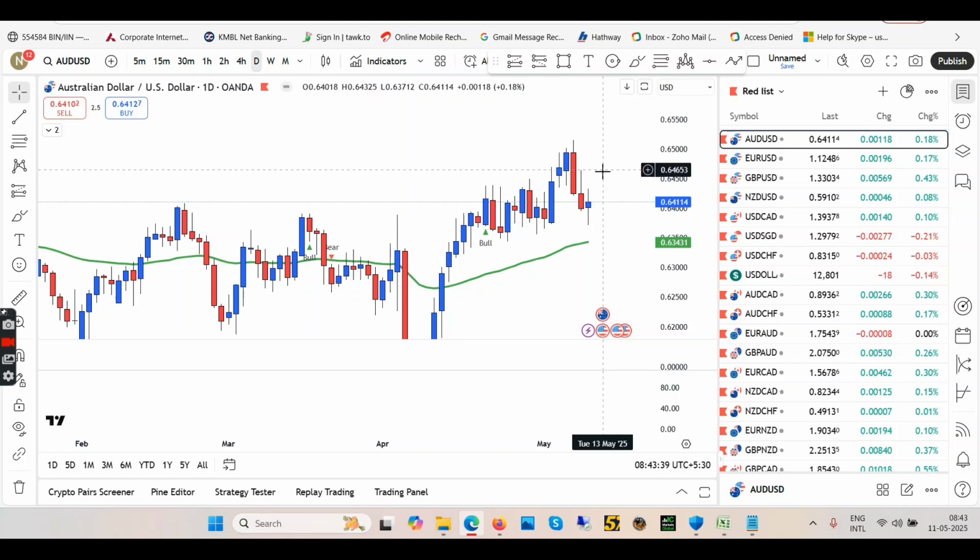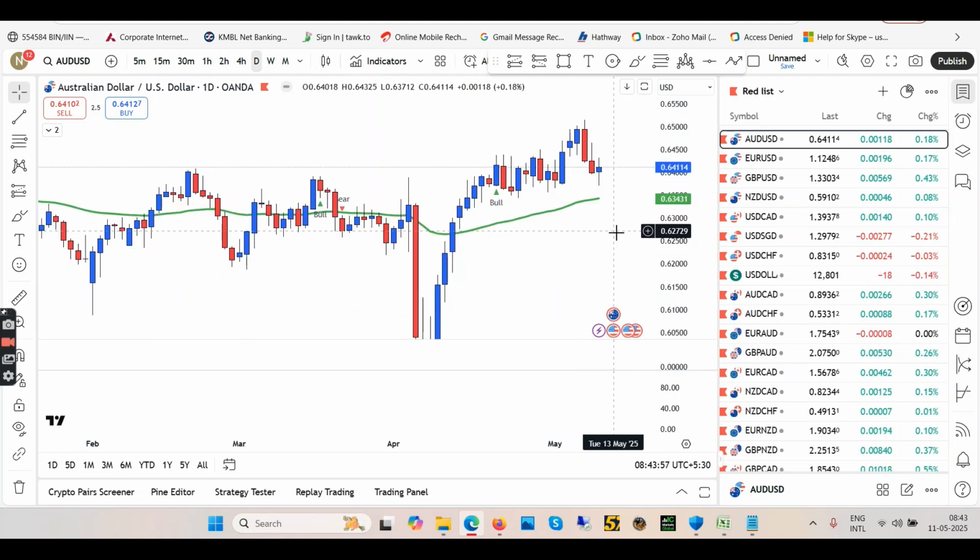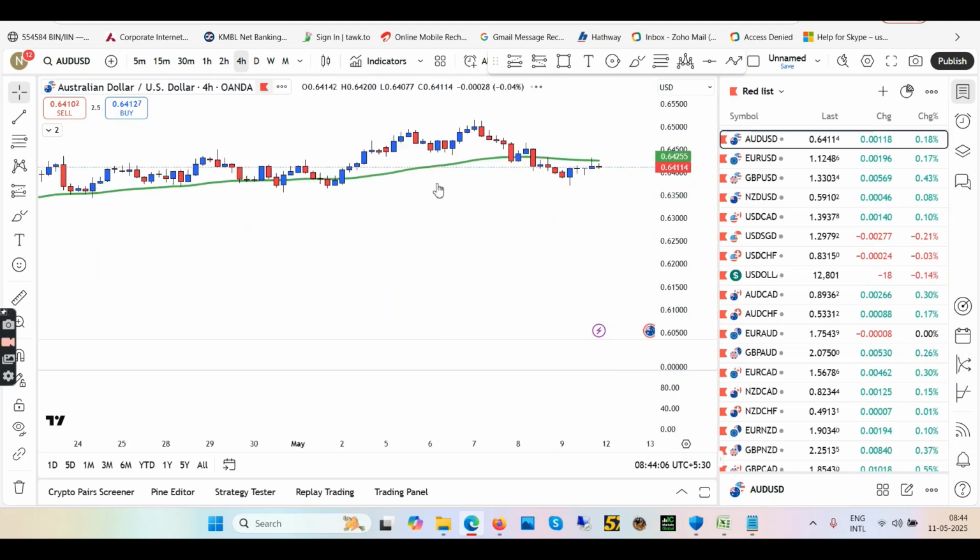Otherwise, if one red candle eats one blue candle, that is also like going down. But one red candle eating two blue candles, surely we are going down, and we did go down the next day on 8th of May. We did go down. So I think right now we are going for a medium term trend reversal, which means we need to go and check what is happening in 4 hour.